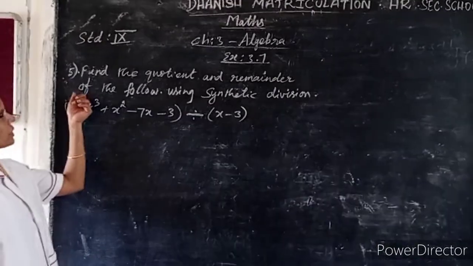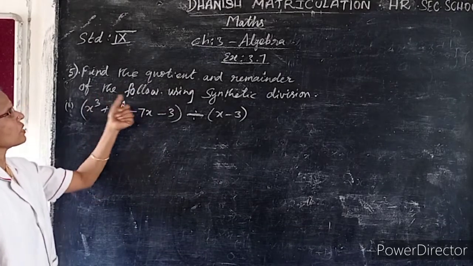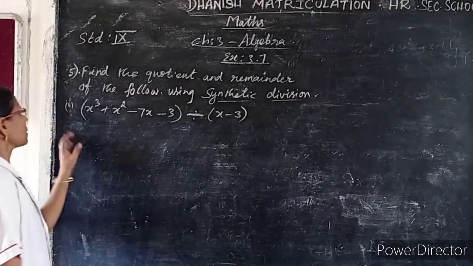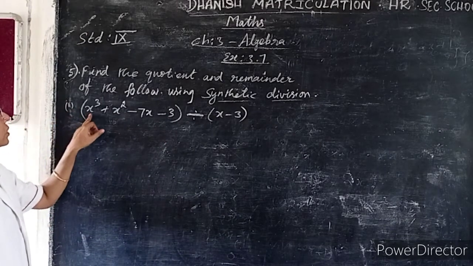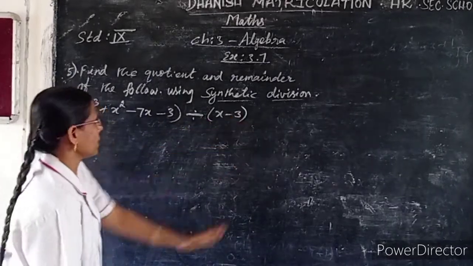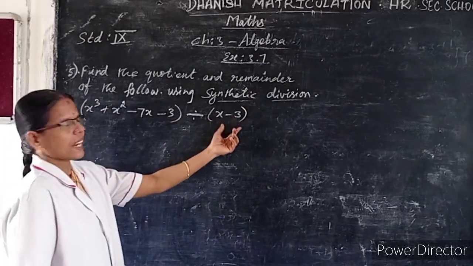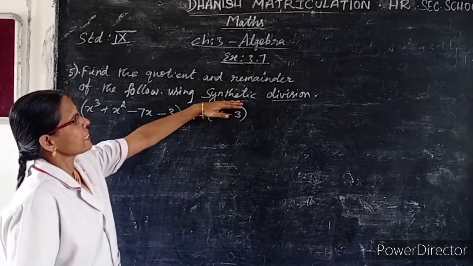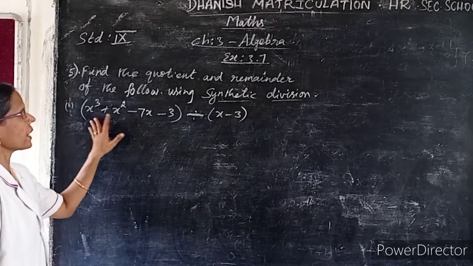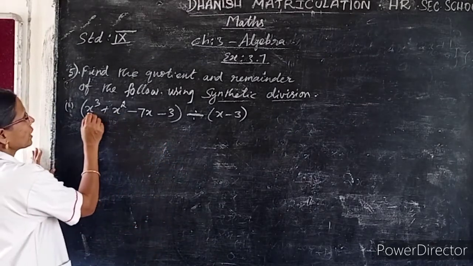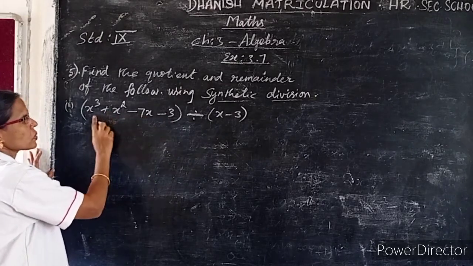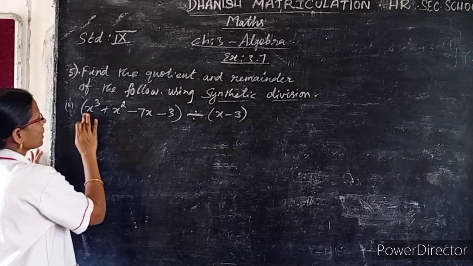Now, fifth question. Find the quotient and the remainder of the following using synthetic division. First subdivision: x cube plus x square minus 7x minus 3 divided by x minus 3. This is the dividend polynomial. This is the divisor polynomial. In synthetic division, write the coefficients only. Don't write the variables. So here, the x cube term, x square term, x term, constant term. So all are present. So write the coefficients only.